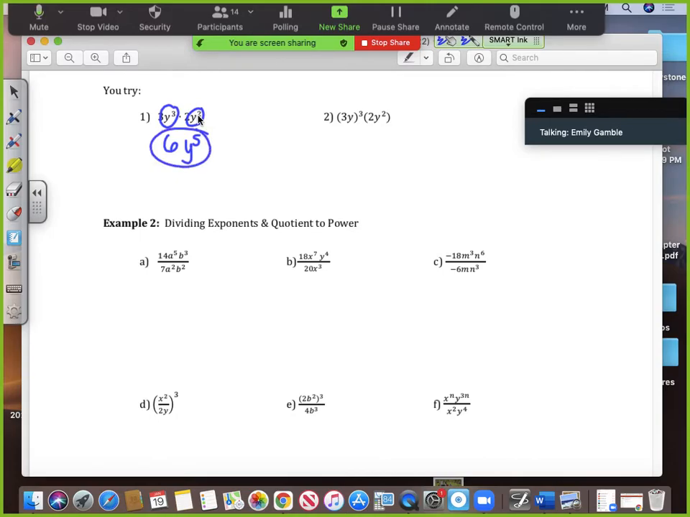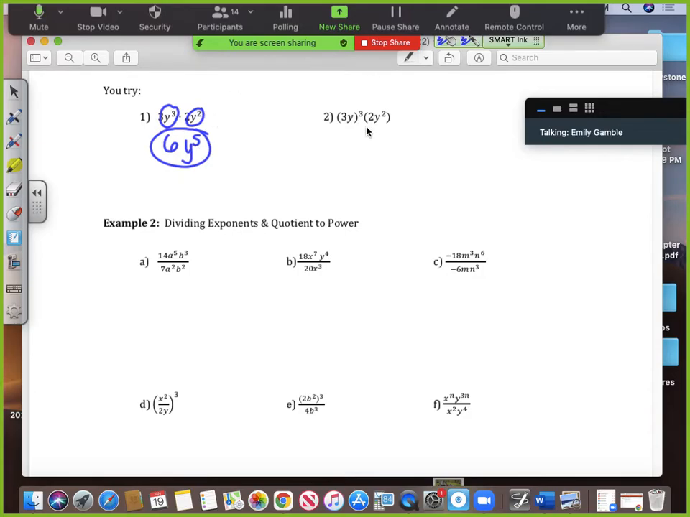If you're ever confused, like should I add them? Do I multiply them? Think about what's happening. Think about how many y's are in y to the third power. There's 3. Think about how many y's are in y squared. There's 2. So there's 3 y's here, there's 2 y's here. It makes sense that altogether there's 5 of them. That's why this 5 is here.